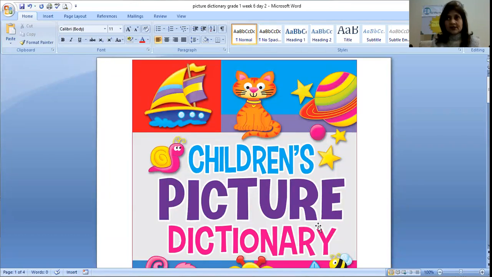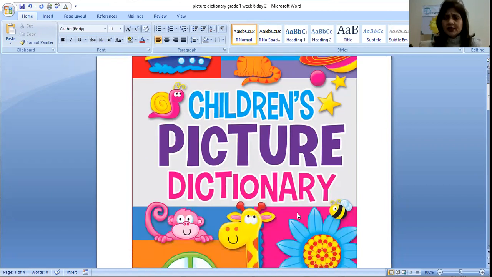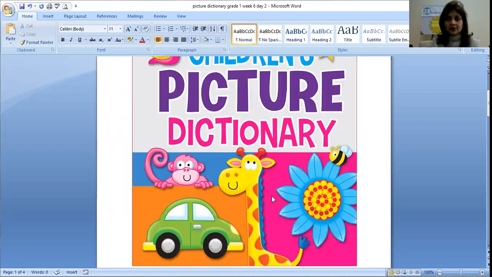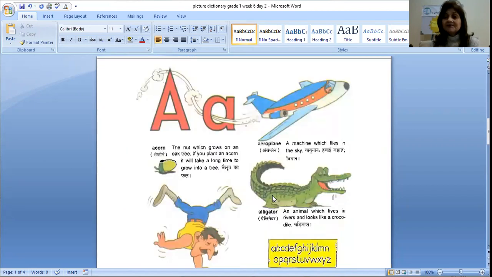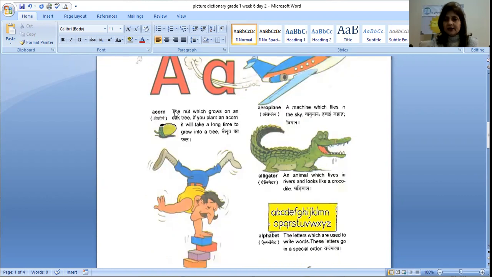So this is about a children's picture dictionary, right? Dictionaries can be of any type. This is one example I'm giving you. When you open up the dictionary, it starts with which alphabet? It starts with A, correct. So you can see a few words given here that start with A.